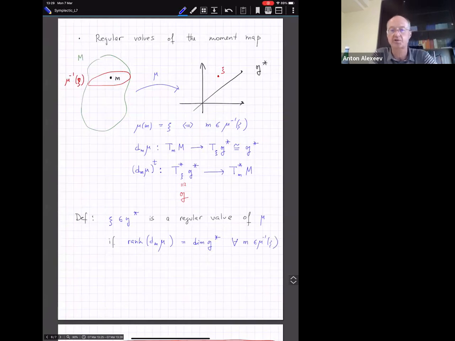So you see, of course, we know that the rank of the map is bounded by the dimensions of the source space and of the target space, right? And now we are saying that we want the rank to be always equal to the dimension of G star. In particular, this means that we now consider manifolds of dimension at least equal to the dimension of G star. Otherwise, this cannot work. And of course, this is also equivalent to the rank of the transpose map being equal to the dimension of G star.